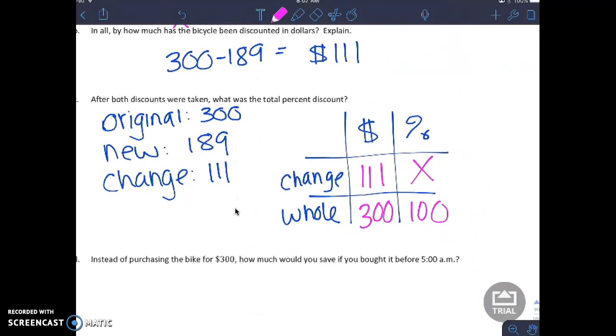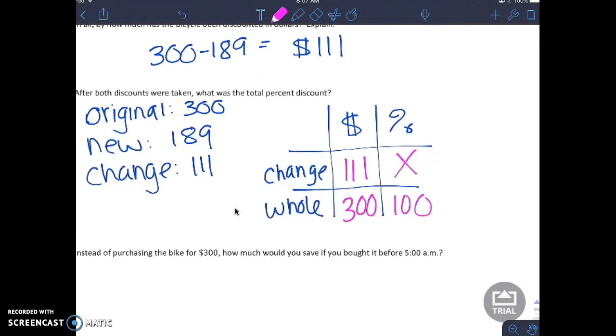Go ahead and solve that if you haven't yet. Pause the video and come back. When you solve it, you get X equals 37%. So a 30% discount, then a 10% discount is apparently the same thing as a 37% discount.